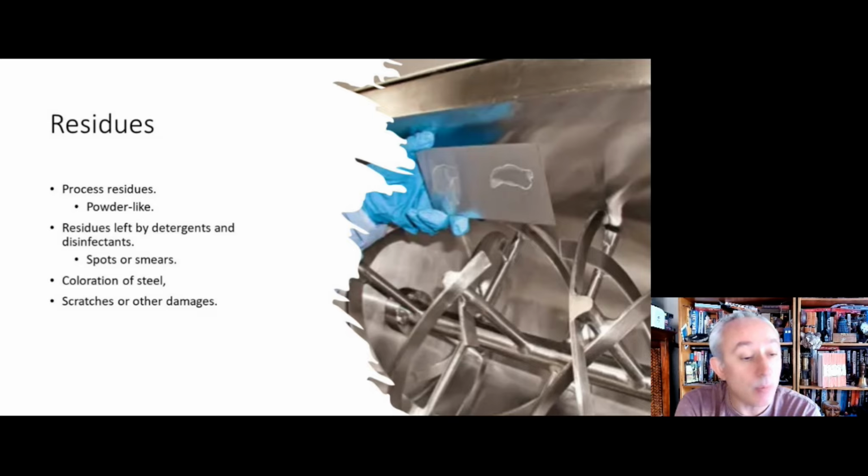We can have problems spotting this because we can have coloration effects on steel, and also when we have scratches or other damage, it makes it harder to see that something really is as clean as it should be.